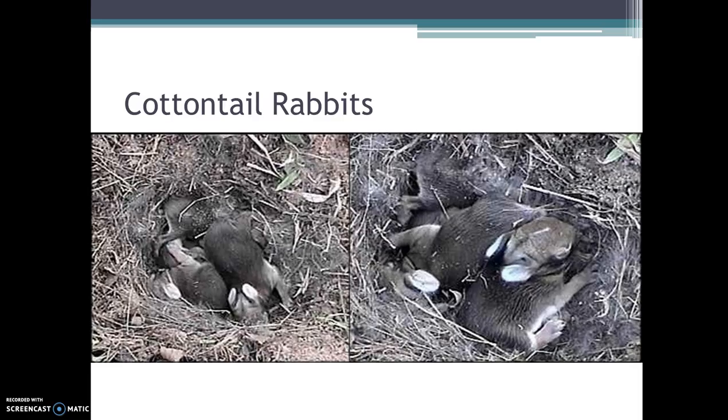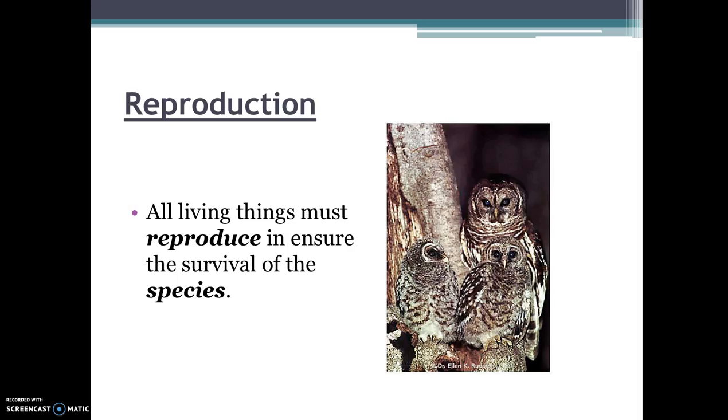Here's a photograph of a nest of cottontail rabbits on the left and the same nest on the right. You can see how much they've grown over time. All living things reproduce. This is kind of a common sense characteristic, because without reproduction, obviously, the species would go extinct. And here's a photograph of some barred owls, and these are common owls that we have in Ohio.